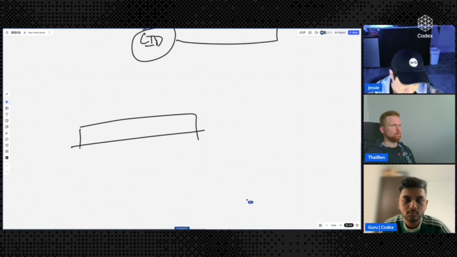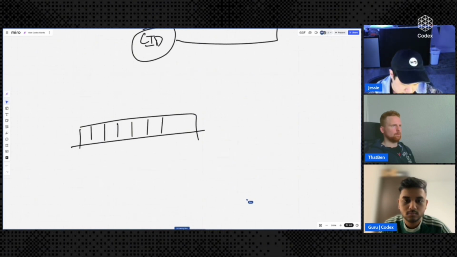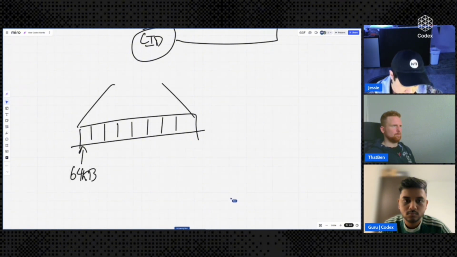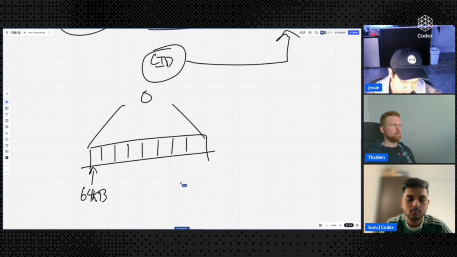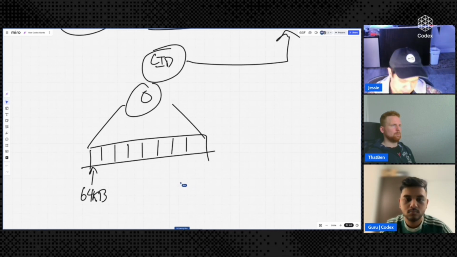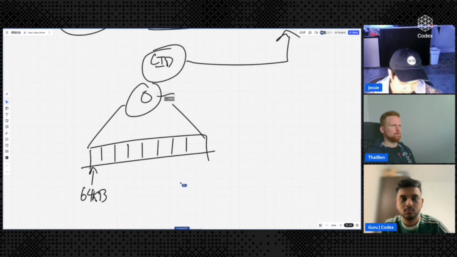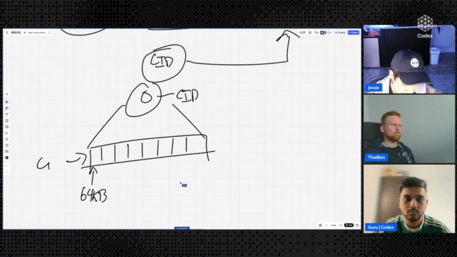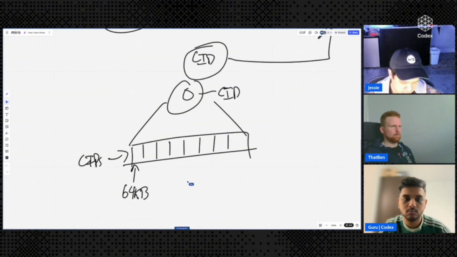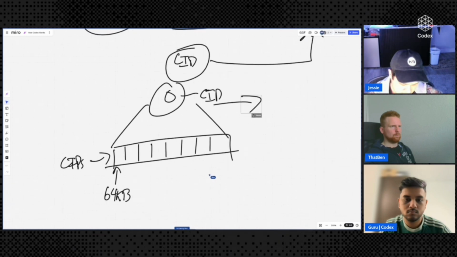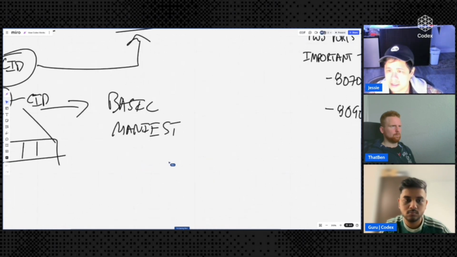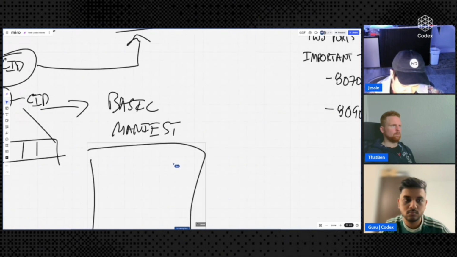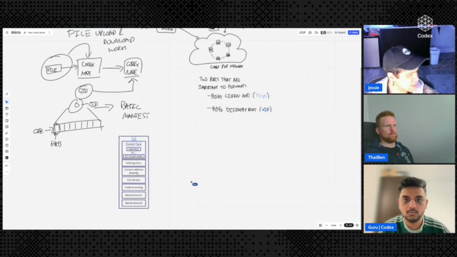gets chunked into 64 kilobyte chunks, and then we take the Merkle root of this. So we take the root of the Merkle tree plus the tree root CID, which also has its own CID, right? And all of these also have their own CIDs. And then we create what is called the basic manifest, which has a lot of data. I'll kind of draw it like this. So this is how a CID exists.